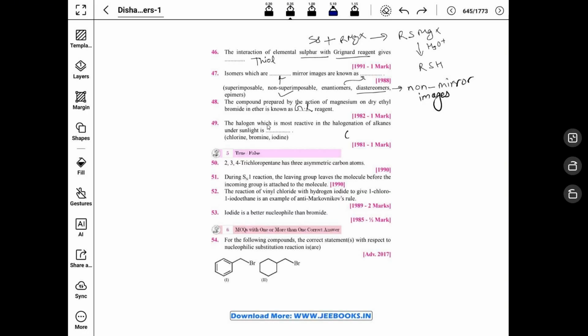So reactivity order is this: chlorine is more reactive than bromine, and bromine is more reactive than iodine. Iodine is almost unreactive. Therefore the correct answer is chlorine.